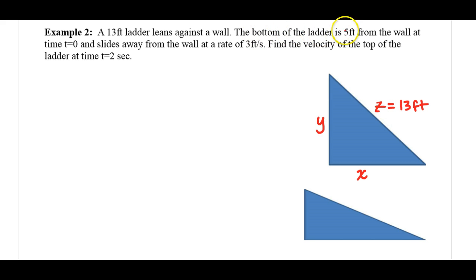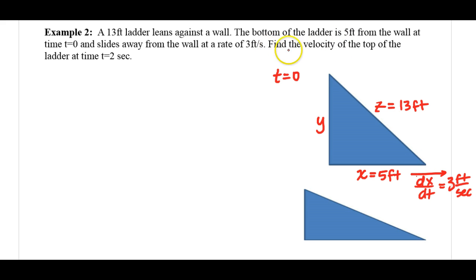So we're told that the bottom of the ladder is 5 feet from the wall. Again, this vertical line represents the wall. So the base of the ladder, x, is 5 feet. And this is when time equals 0. So at time 0, I have this 13-foot ladder. Let's say it's leaning up against a window, and the base of the ladder is exactly 5 feet from the wall. And imagine that someone's pulling the base of the ladder away from the wall. So the base is moving to the right, sliding away from the wall at a rate of 3 feet per second. So if we call this distance x, then the rate of change of x, dx/dt, is 3 feet per second. So that's what I have been given. I'm drawing all my givens on the graph.